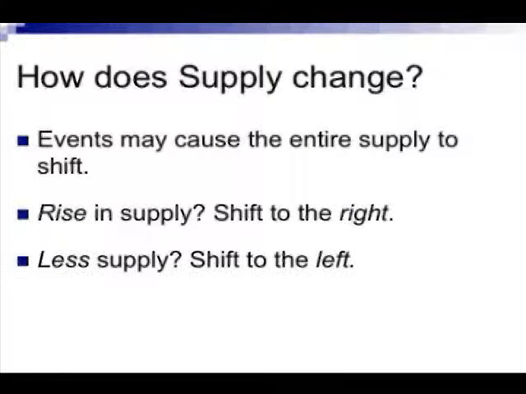How does supply change? Well, just as with demand, there are certain events that cause the whole curve to shift. Rise in supply, we shift to the right. Less supply, we shift to the left. And that again makes sense because as we move from the left to the right on our quantity axes, we see that those numbers are increasing. And the opposite is true. As we move to the left, the numbers are going down.